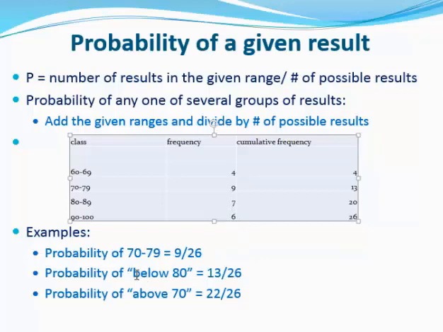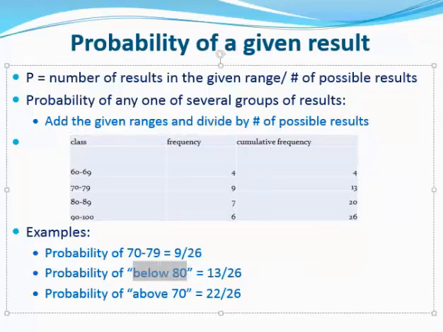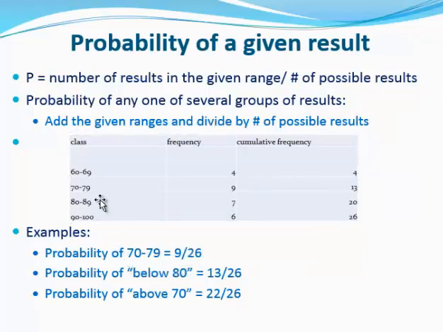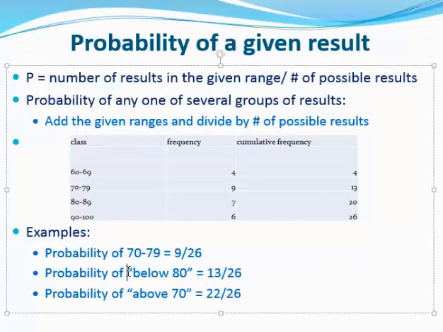What's the probability of getting below 80? This is where the cumulative frequency comes in. Well, the cumulative frequency that goes up to 79 is 13. So that means there are 13 students that got up to 80. And you also could have gotten that just by adding the frequency of the 60s and the 70s. Either way, you get 13 results that you're looking for. The total number of results possible is 26. So of course your probability of a student at random getting below 80 is 13 out of 26.